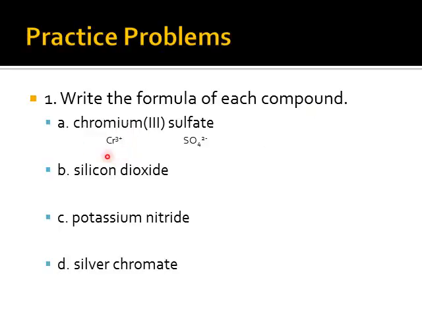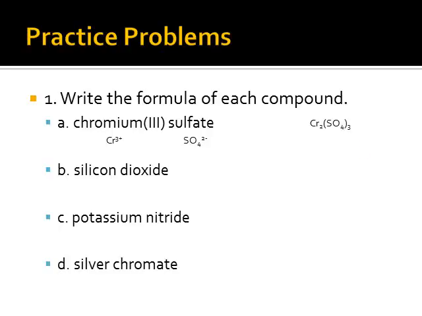So if I had 2 of these, that would get me to 6+. That would be 3 sulfate ions. If I had 3 of these, it would get me to 6-. So my formula is Cr2(SO4)3. So a total of 6+ charge for my cation, a total of 6- charge for my anion.